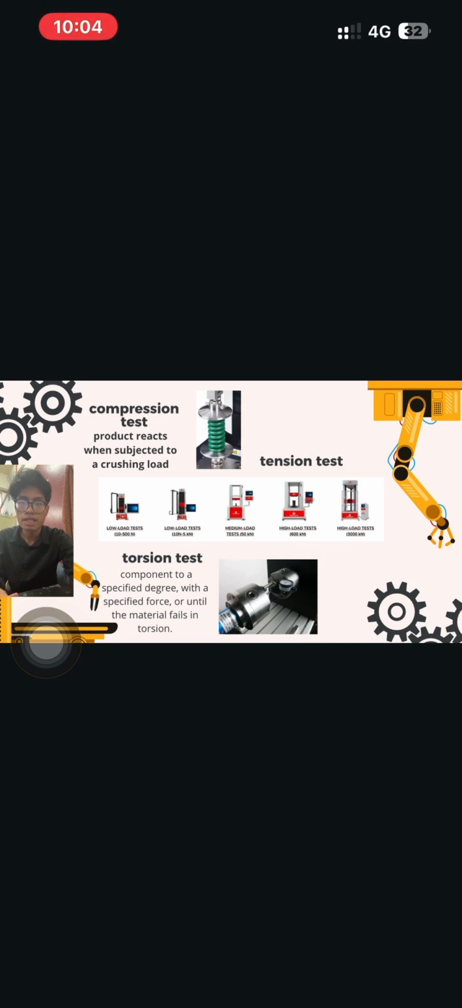The last one is torsion test. We hold the object and twist it to see how much twisting force it can resist before it gets permanently twisted or breaks. That's all from me, thank you.